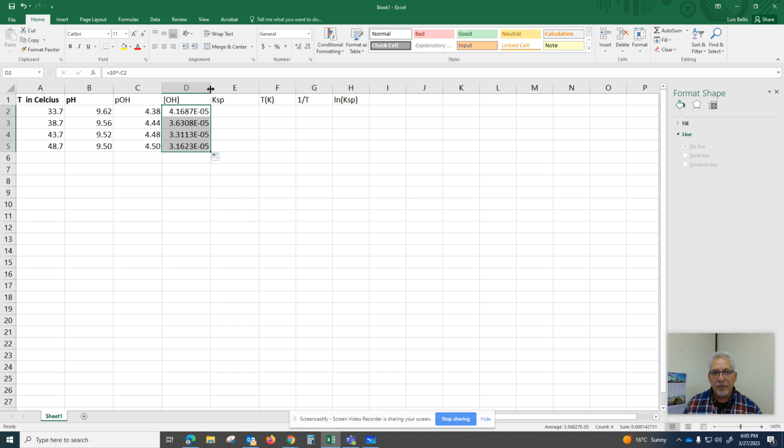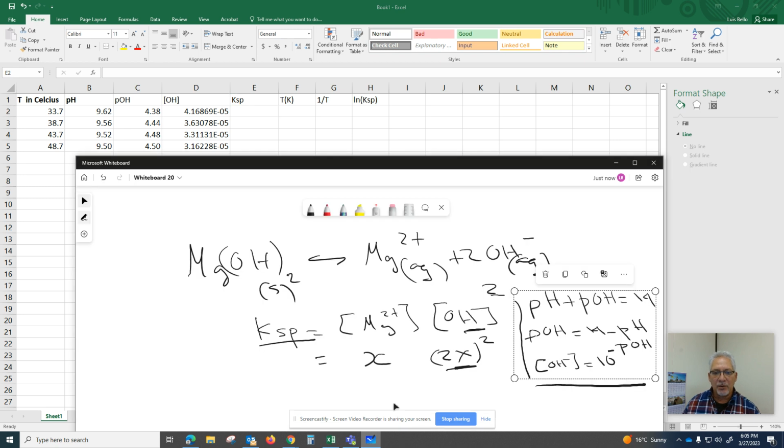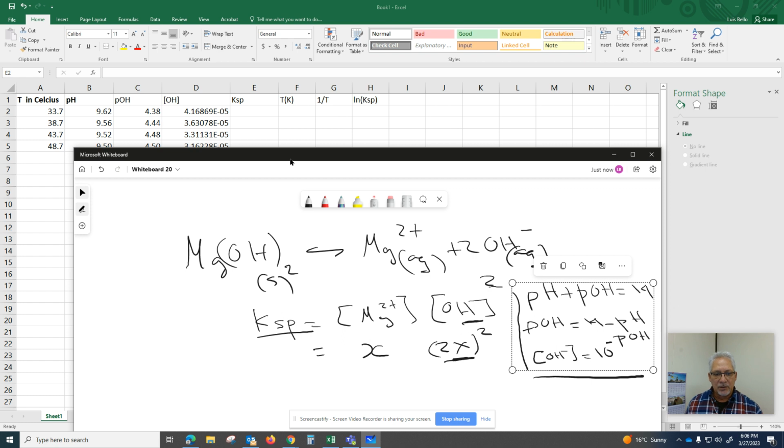Okay, let me make the column a little bit bigger. Next thing is finding the KSP. How? Using this formula. Let me write on the whiteboard. Let me get the pencil. Okay, concentration of OH will be 2 times the concentration of magnesium.